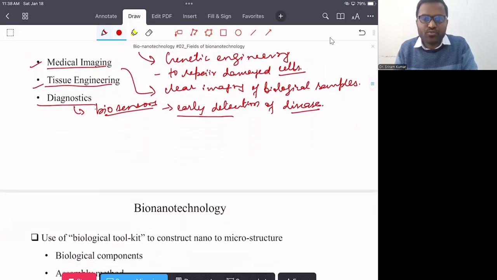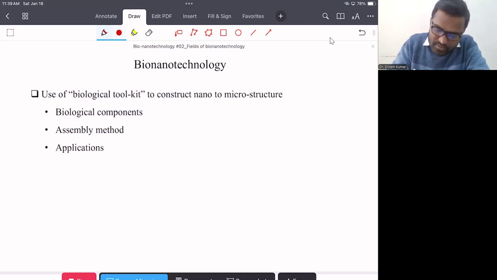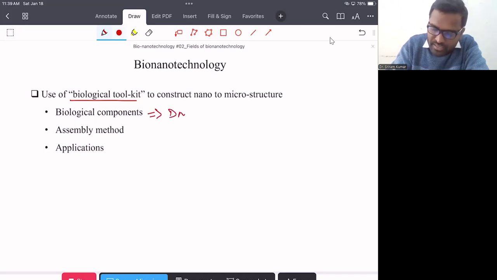Now, the second approach of understanding bio-nanotechnology is that we can use biological toolkits to construct nano to microstructures. Here, the biological toolkit means that we can use the biological building blocks, the building blocks of life. For example, we can use DNA, RNA, protein, lipids, and polysaccharides.